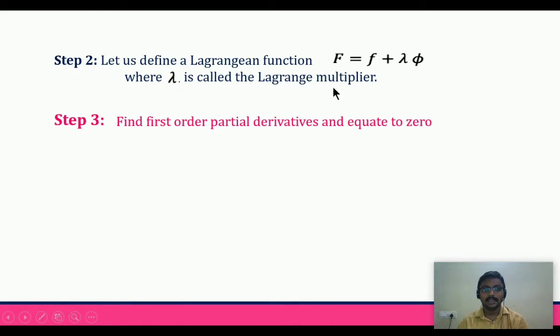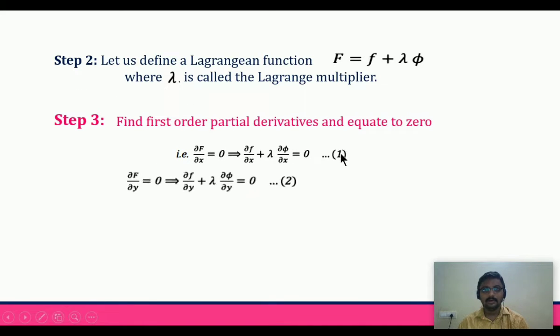Step 3. In step 3, find the first order partial derivatives and equate to 0. So here we have to find the first order partial derivatives of F with respect to x, y, z respectively, and equate them to 0. That is dou F by dou x equal to 0, that is dou f by dou x plus lambda into dou phi by dou x equal to 0. Let it be equation number 1.